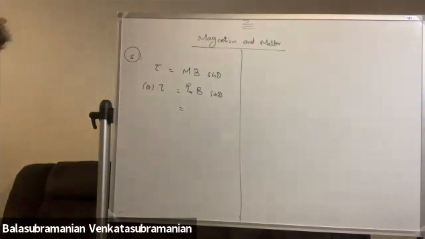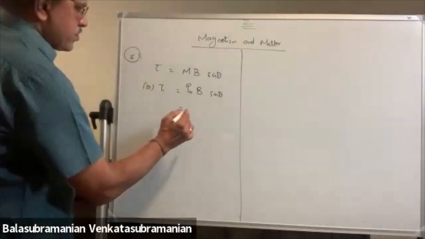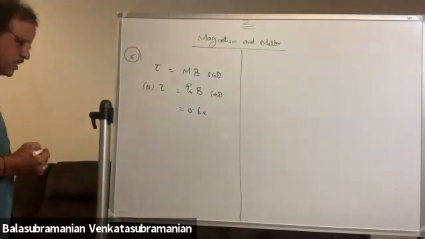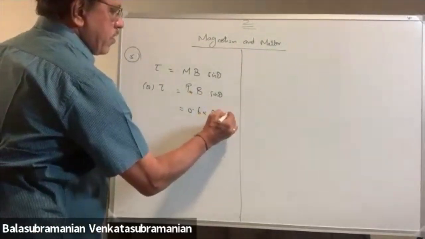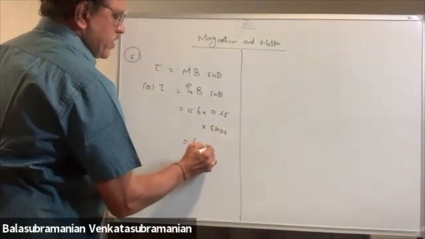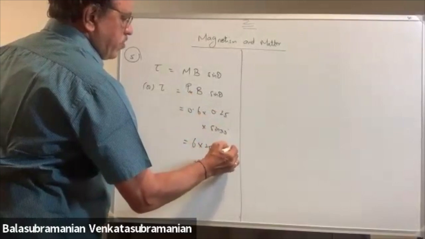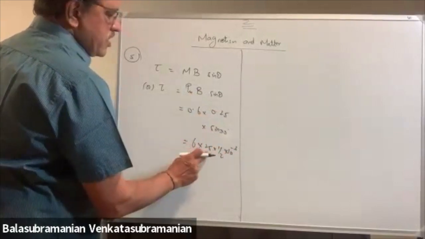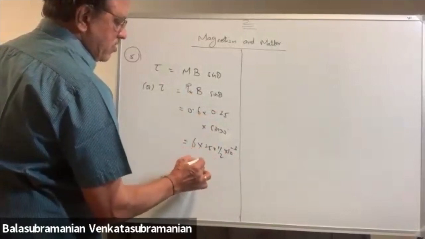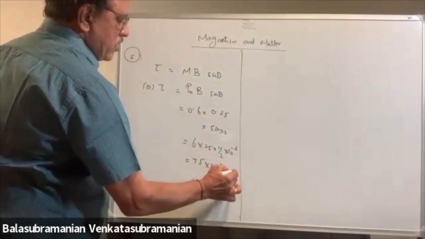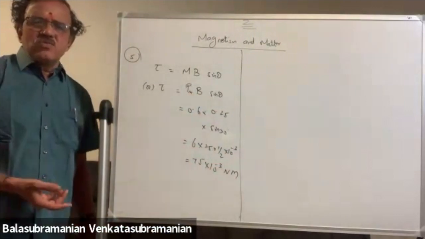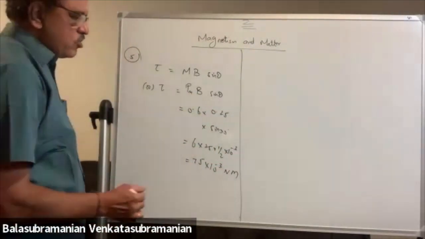Magnetic moment is 0.6. Magnetic field of induction is 0.25 into sin 30. 6 into 25 into half into 10^-3. 6 into, that is 3.75 into 10^-3... or rather 7.5 × 10^-2 Newton meter. Anything you can write, Newton meter or joules.